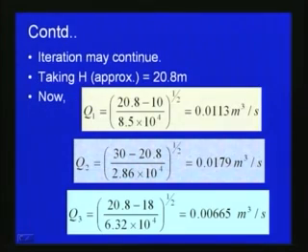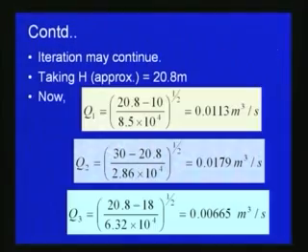So, after this, if you want a more accurate value, we can continue through a number of iterations, and we may get a very nearby value. Then let us assume that the value is approximately, even though we got 20.83 here, almost equal to 20.8 meter, and then we can find out the discharge.